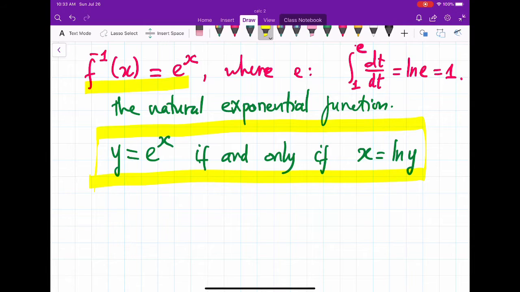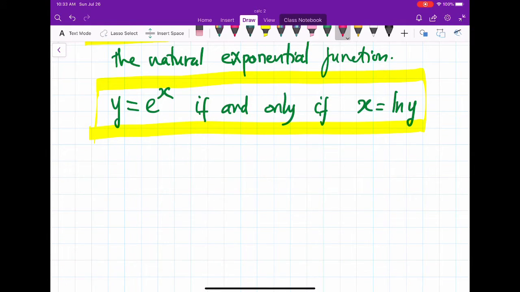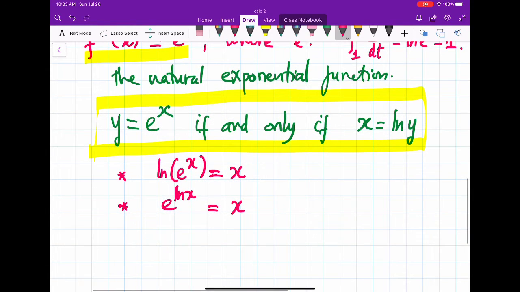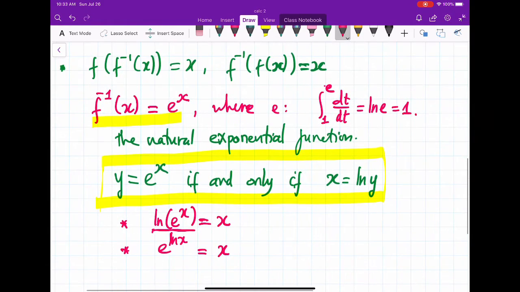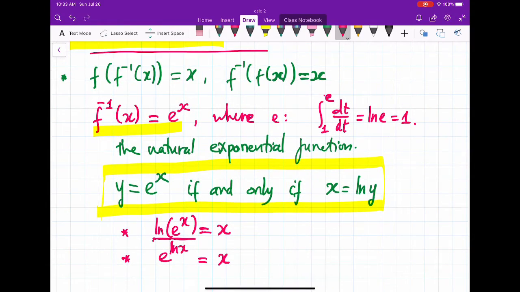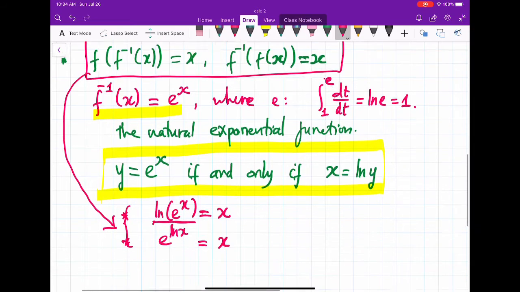All right, so from here we will have some very direct consequences. First one, ln of e to the x equals x. Second one, e to the ln of x equals x. You see? So what is this? This is just a composite function, right? Look at these two properties. If you rewrite that in this form, you have two identities like this.